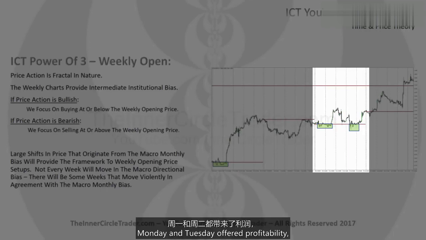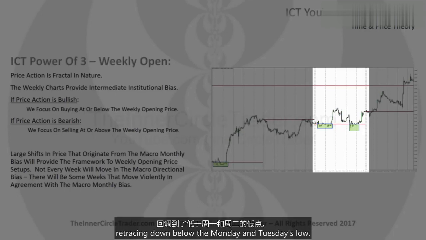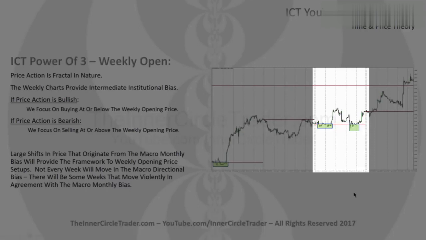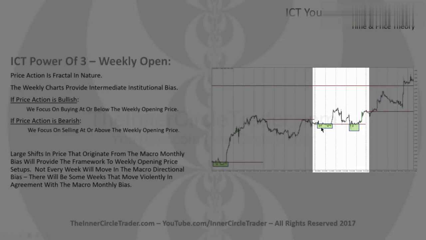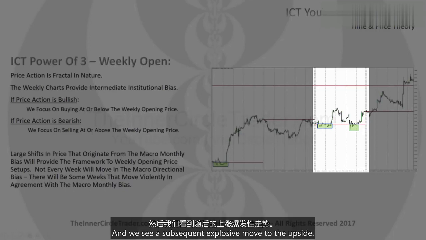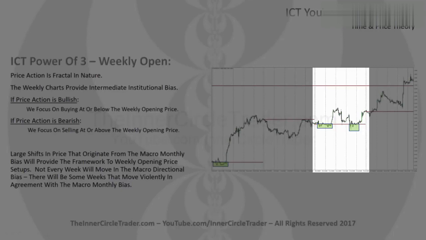Monday and Tuesday offered profitability, but then on Thursday it had a deep retracement, retracing down below the Monday and Tuesday's low. But if you look at the previous week, the Wednesday, this low here to this high here, this is an optimal trade entry long, and it's nice how it just overlaps with a run on sell stops below equal lows. And we see a subsequent explosive move to the upside.